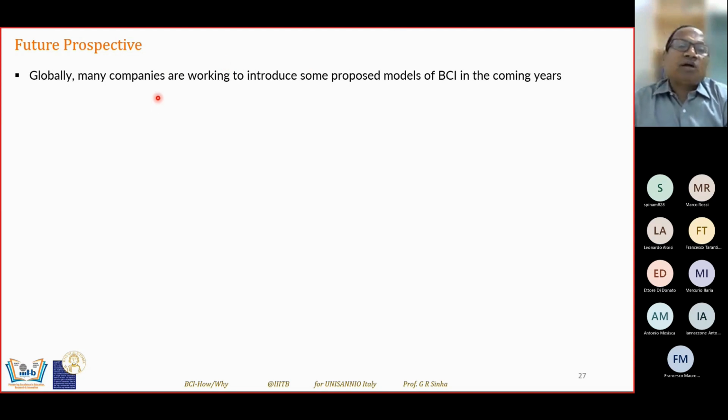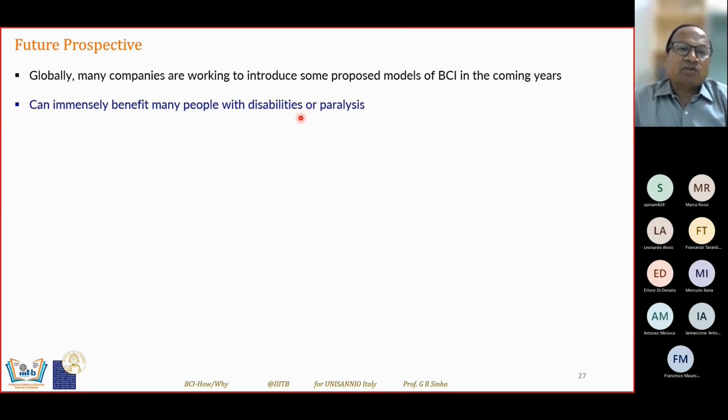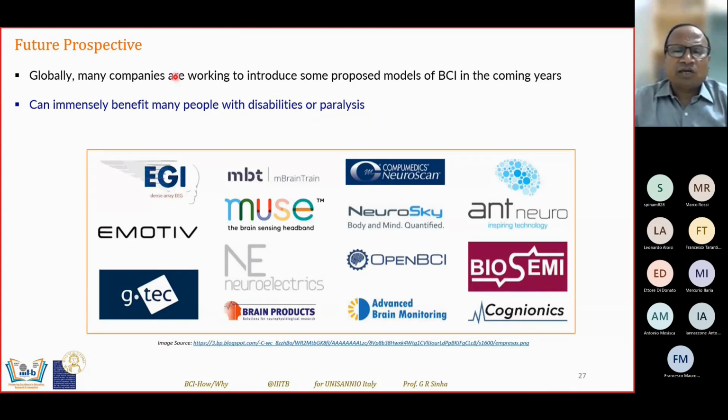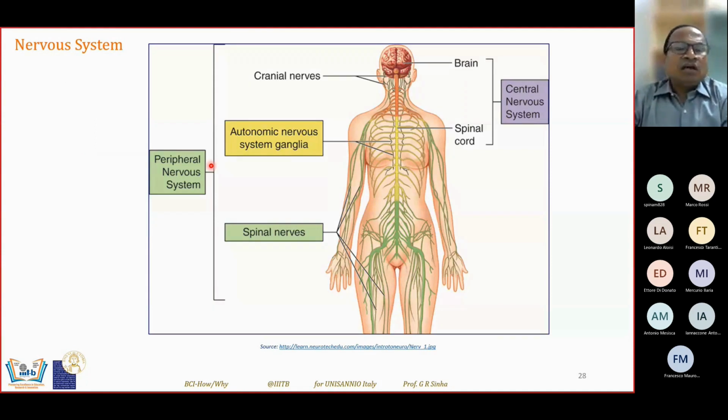How robots can be deployed in smart manufacturing, and one can control those robots, behaving and working like human beings in these smart manufacturing areas. This can immensely benefit many people with disabilities or paralysis. Some companies working on this are Cognitics, and EGI is a very popular company. These are some companies which I found, otherwise there may be many more who are working in the areas of BCI.